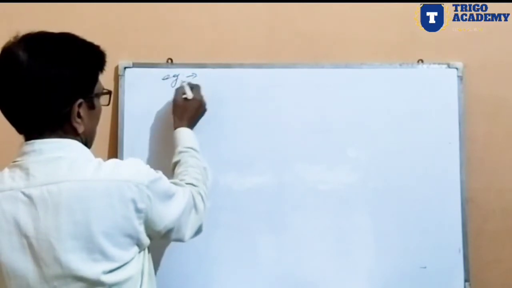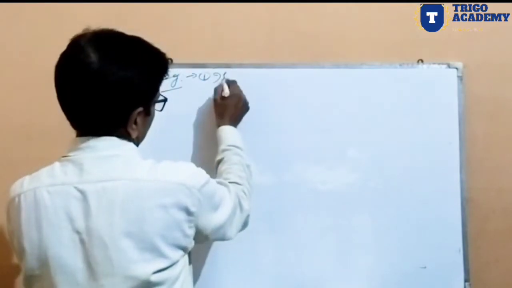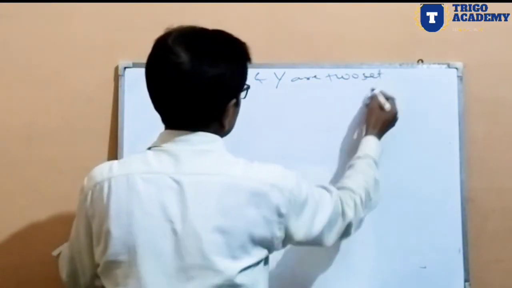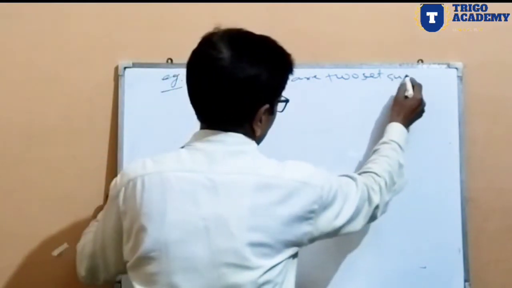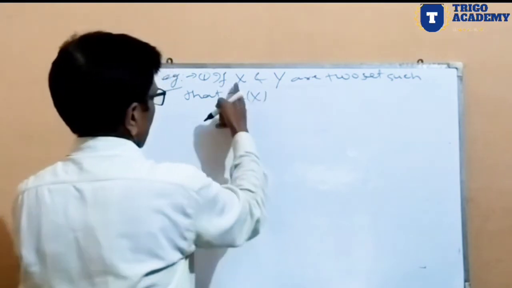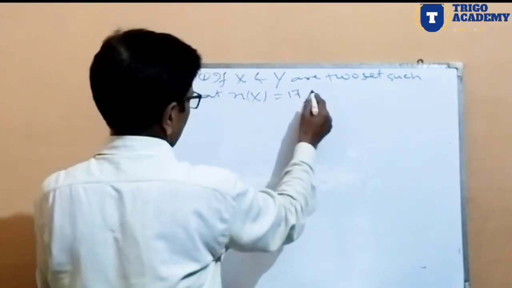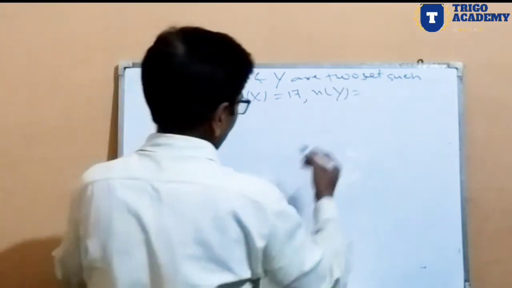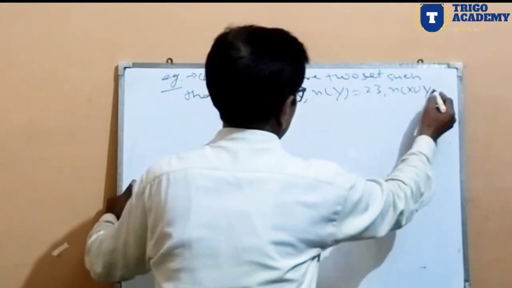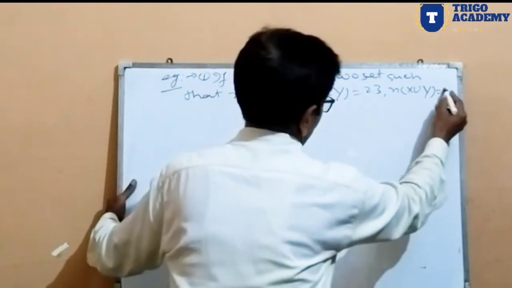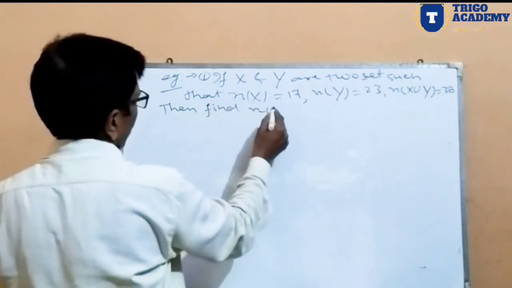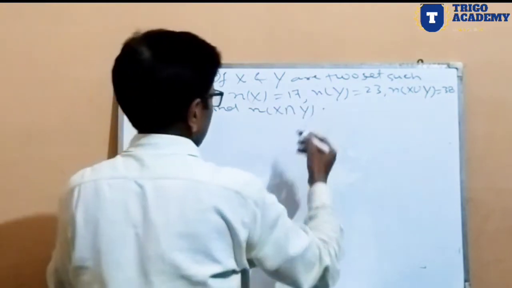Example: if capital X and capital Y are two sets such that X has 17 elements, Y has 23 elements, and the number of elements in the union of X and Y equals 38, then find the number of elements in the intersection of X and Y.